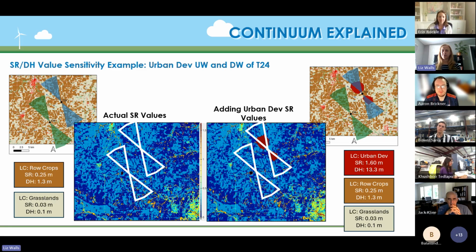So the average roughness for an urban, highly populated area in Continuum is a surface roughness of 1.6 and a high displacement height, 13.3 meters. Imagine there's a city on both sides, upwind and downwind of T24. We want to see how that's going to impact the wind flow model. This plot is showing the actual roughness values, and the red corresponds to that higher roughness due to those urban development land cover codes that we imposed on this map.